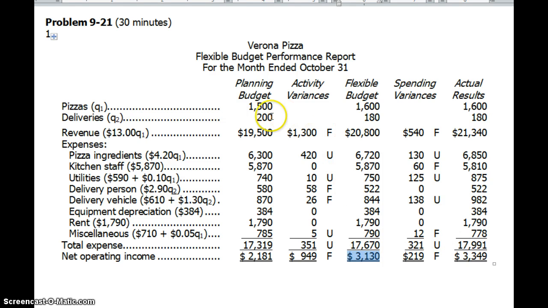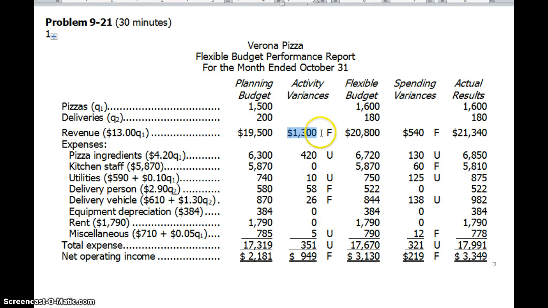So, the difference between the plan and the flexible budget is primarily due to activity. In other words, we have an additional $1,300 of revenue due to the fact that we sold 100 more pizzas. That is the primary reason for our increased activity variance, and a primary difference in the overall plan versus actual results.